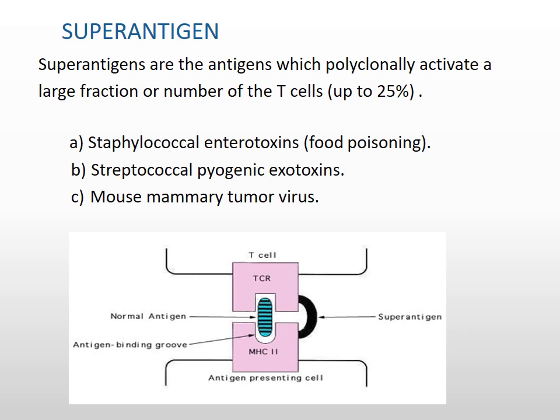So these superantigens are the type of antigens which polyclonally activate a large fraction or number of T cells, up to 25% for a single response. Examples are the staphylococcal enterotoxins, which cause food poisoning, streptococcal pyogenic exotoxin, and mouse mammary tumor virus. There are many. Superantigen is important for a short note. You should go through the definition and example along with the picture. Remember to draw a picture if there is any short note on superantigen.